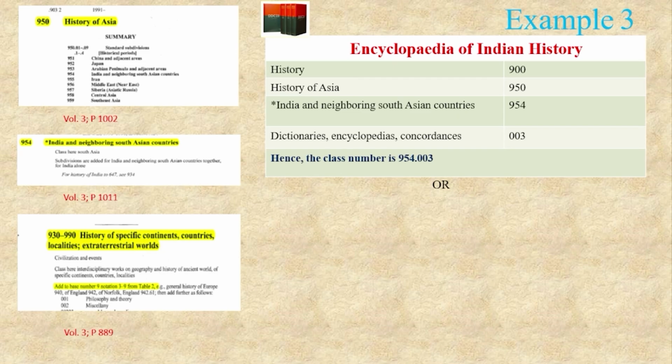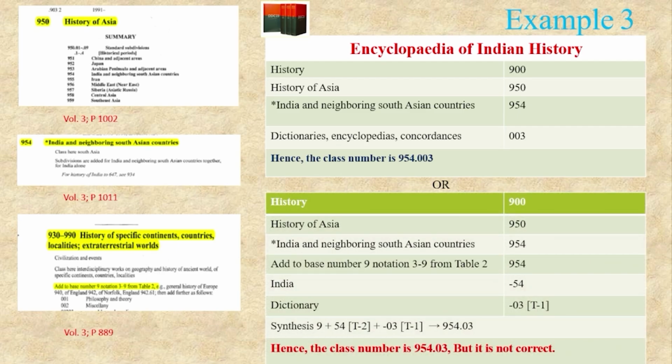So the correct notation for Encyclopedia India History is 954.003. But in some cases, students may prepare the number in this way. First history 900, then history of Asia 950, then India 954, then add to the base number 9 notation 3 to 9 from table 2, that is India 54. Then they may add the number of dictionary from the standard subdivision, that is table 1, that is -03.